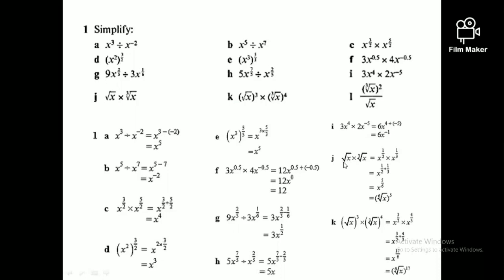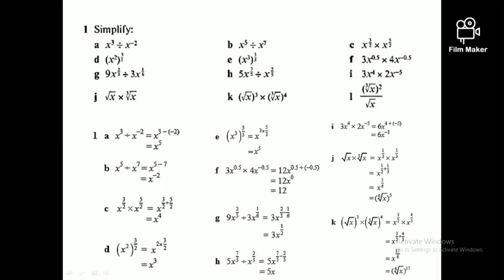Here, square root is power half. Cubic root is power 1 over 3. So you can add the powers because the operation here is multiplication. If you add them, you can write the answer as x to the power 5 over 6. Or you can write it as the 6th root of x to the power 5. But this operation is kind of exceptional. You can write the answer in this format, right?